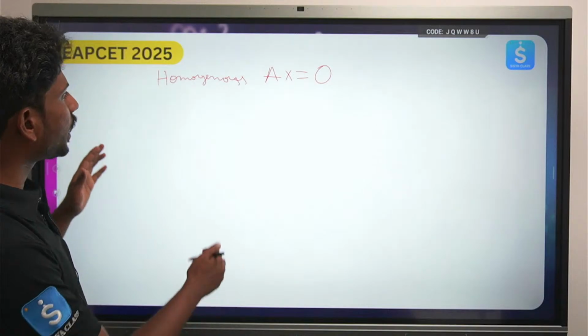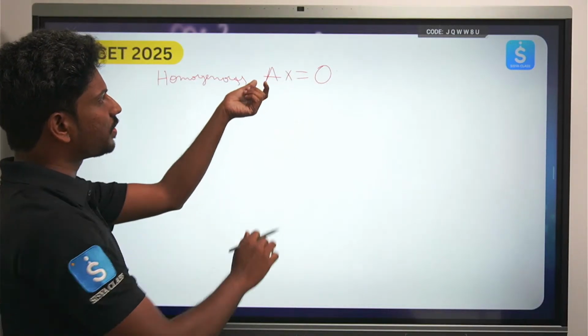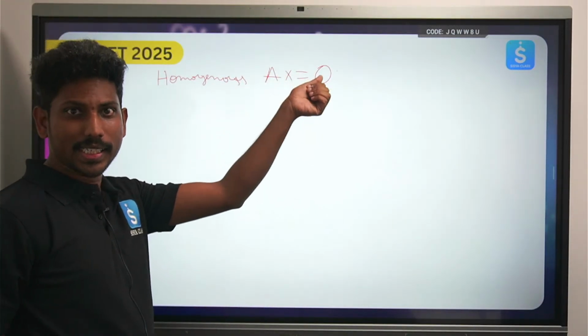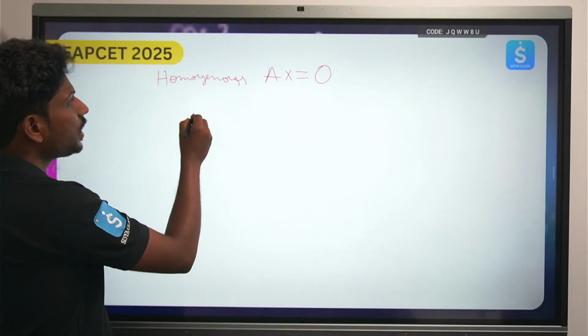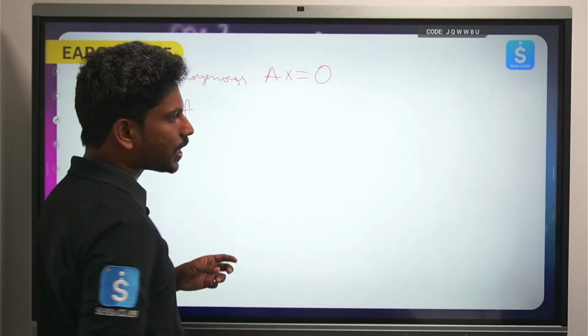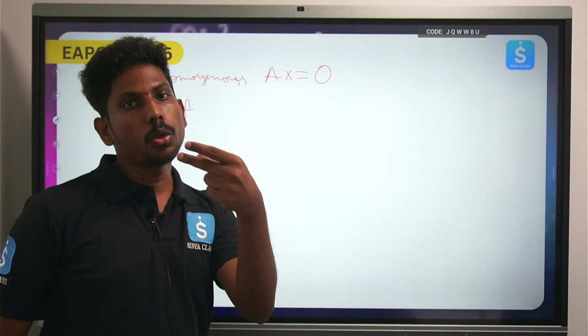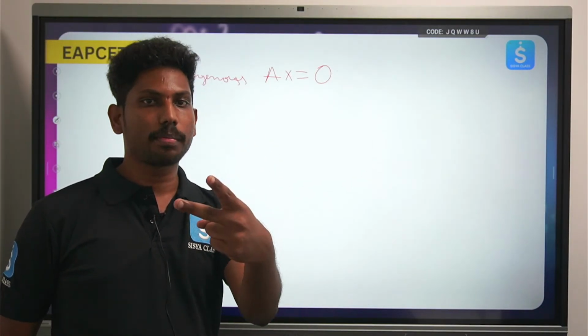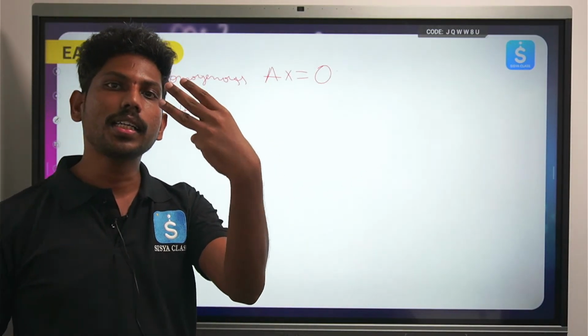Okay, now see, whenever we have a homogeneous system of equations, that is Ax equals 0, then if rank of A, so when I'm saying homogeneous system of equations, that means if we have 2 equations and 2 variables or 3 equations and 3 variables.